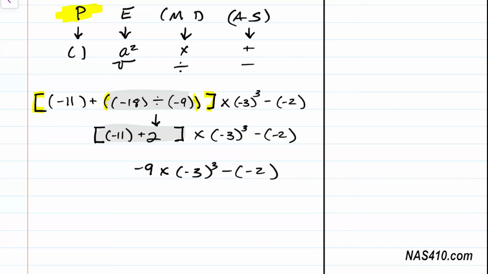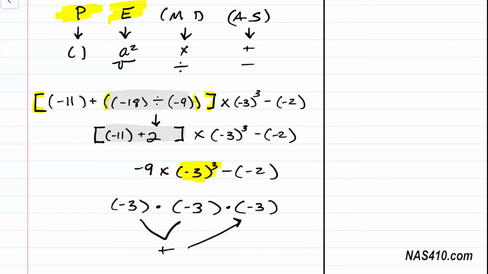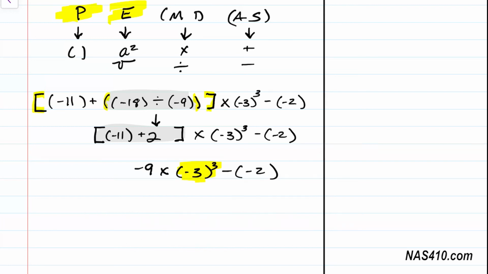Okay, so now I've done all my parentheses. And next, I'm looking for exponents. I have one exponent here. So negative 3 to the third is the same thing as saying negative 3 times negative 3 times negative 3, right? And so I have a negative and negative here, so that's going to make a positive. Then I'm going to multiply that by this negative, and it's going to turn it back into a negative. So whatever answer I get, I know it's going to be negative. And so 3 times 3 is 9, times 3 is 27. And so here I have negative 27.